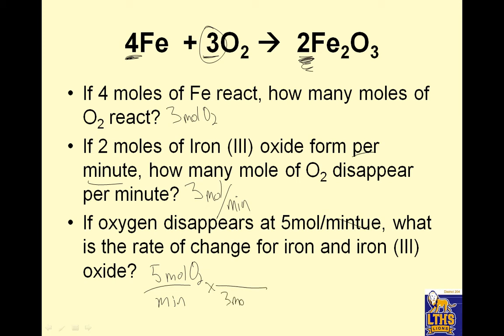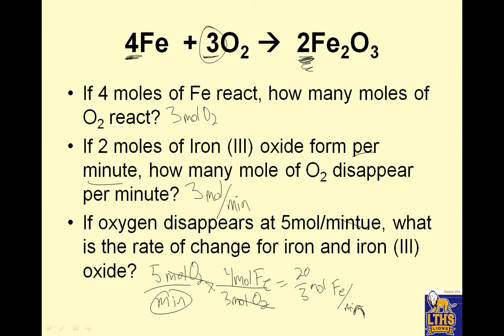So then I have 3 moles of oxygen and 4 moles of iron. So moles of oxygen cancel, and I would end up with 20/3, whatever that is, moles of Fe per minute. Notice how that minute's still there? It's still there. That's what makes it time, not mere per minute.